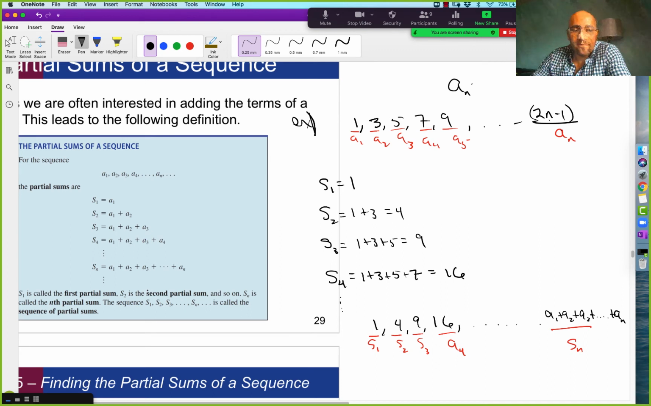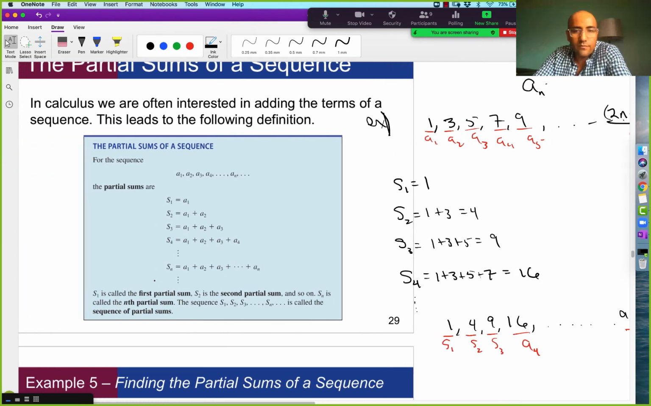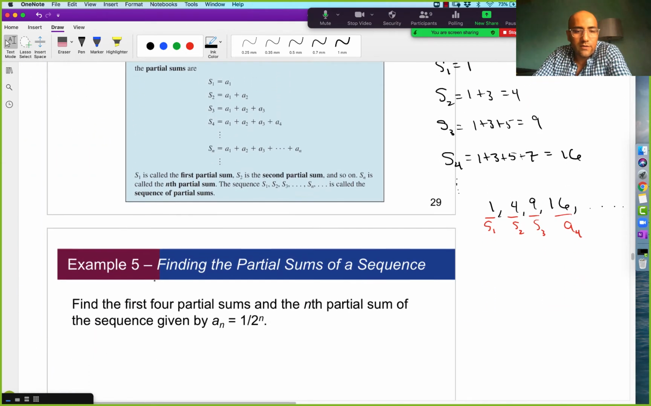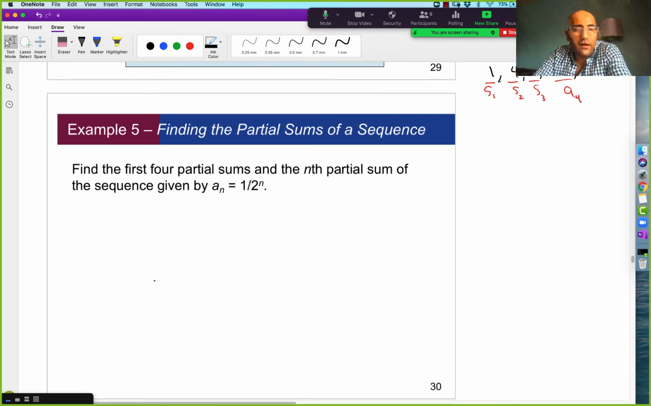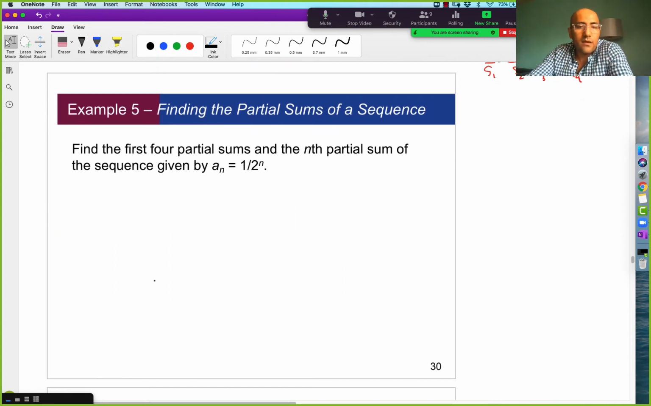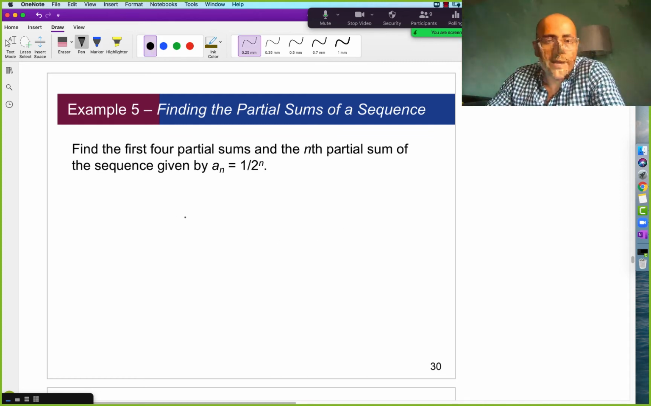Okay, good. So the sequence of partial sums is a brand new sequence, which is defined by adding the first n numbers of an underlying sequence that's usually given to you. Good. Any questions? No? Okay, so let's look at another example. Find the nth partial sum of the sequence given by a sub n equals (1/2) to the nth power.